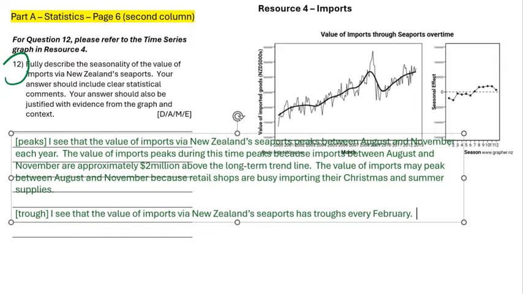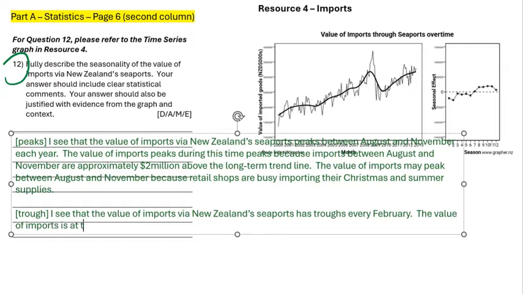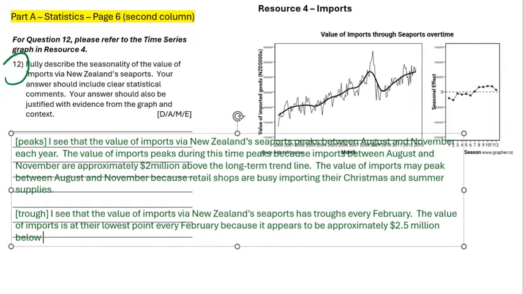Every February. There we go. So that's my statistical comment. I now need to back it up. So again, similar thing, I could almost copy and paste the wording that I'm using previously. So the value of imports is at their lowest point every February because it appears to be approximately 2.5 million below the long-term trend line. So I've now backed it up with evidence, numbers from our graph.